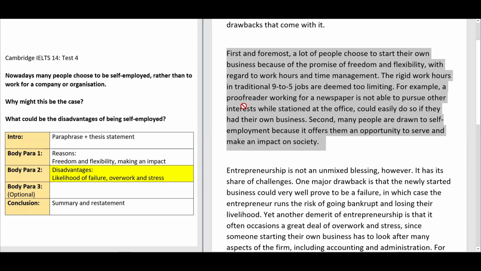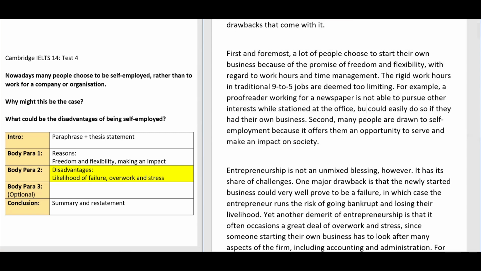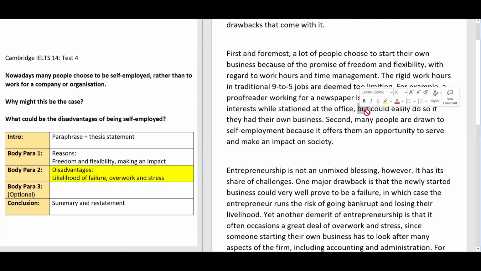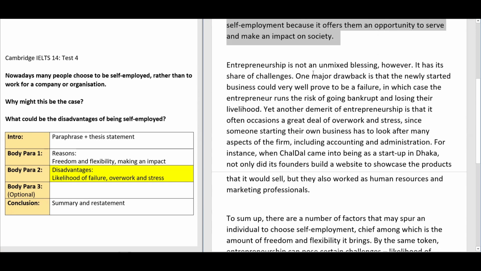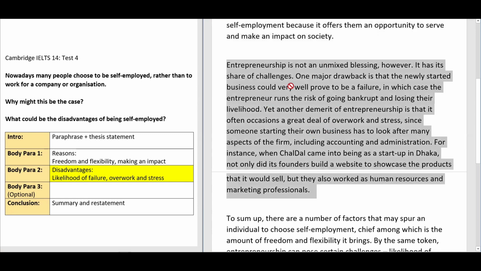For example, a proofreader working for a newspaper is not able to pursue other interests while stationed at the office. Okay, I think I missed a word here, so I just added the word but. For example, a proofreader working for a newspaper is not able to pursue other interests while stationed at the office, but could easily do so if they had their own business. Second, many people are drawn to self-employment because it offers them an opportunity to serve and make an impact on society. Alrighty. The second body paragraph, entrepreneurship is not an unmixed blessing, however.